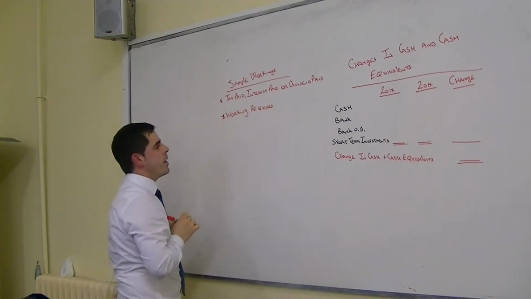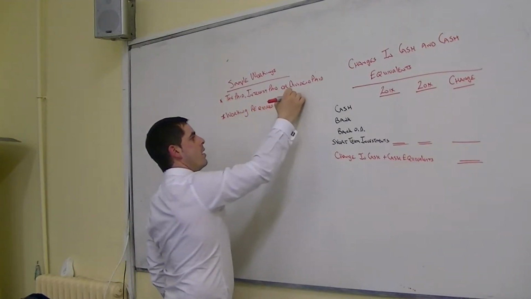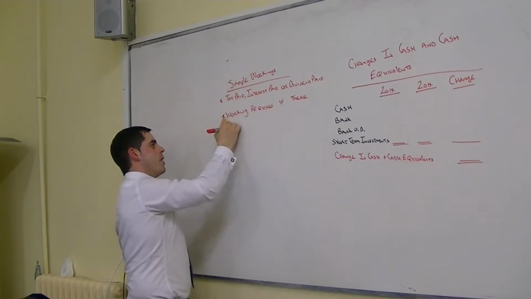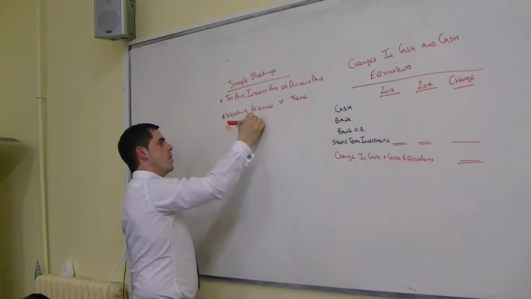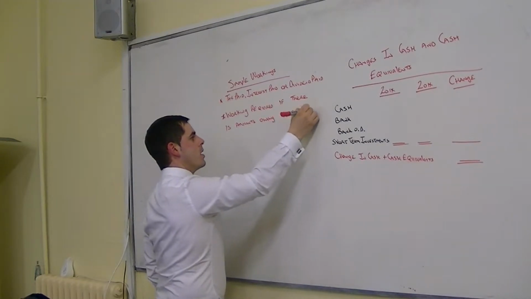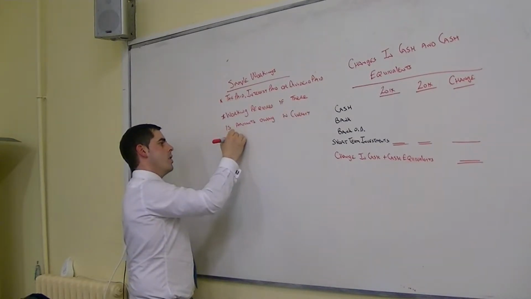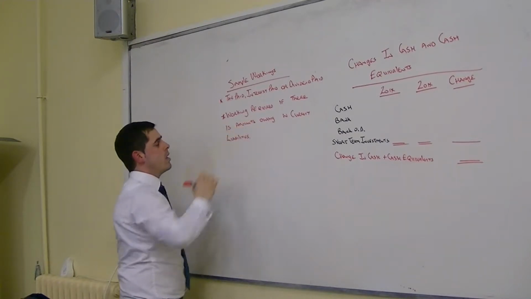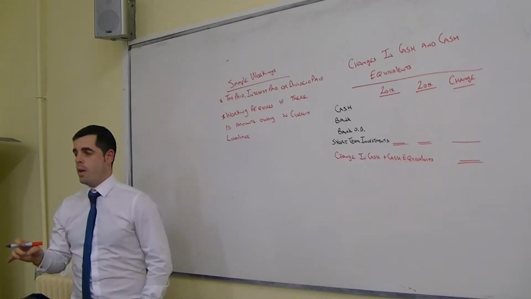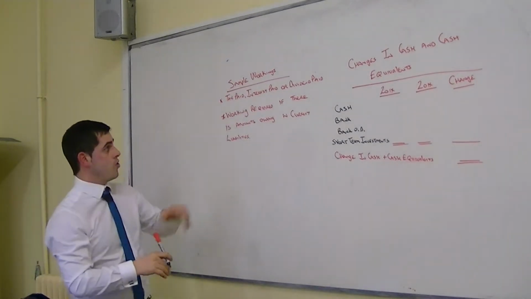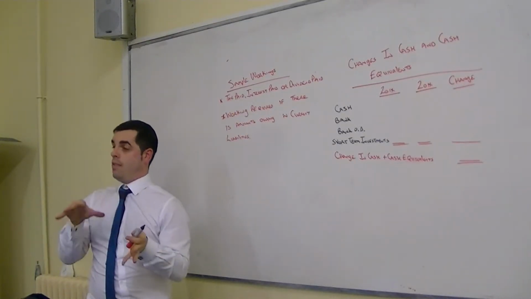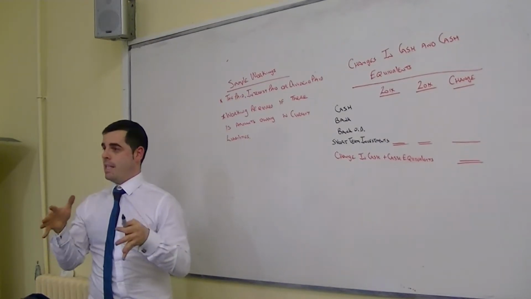Working required if there are amounts owing in current liabilities. If there's nothing in current liabilities, there's no working required. So what you'll be doing for these three figures is look at current liabilities and see if there's something owing. If there's something owing, then you'll have to do a T account. And they're all done exactly the same way.